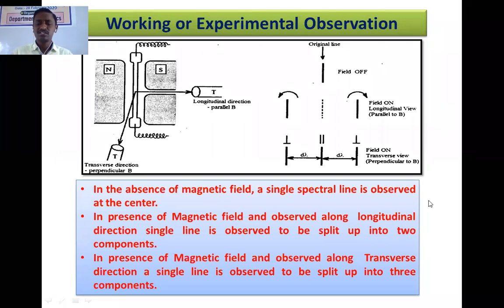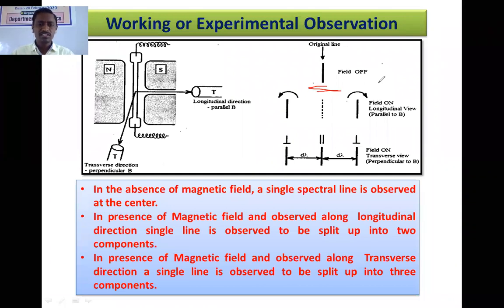Here we can see the simple observations. In the absence of a magnetic field, a single line is observed at the center. It is a single line which is observed when the external magnetic field is not present. Again, when the magnetic field is applied, the single spectral line is observed to be split up into two component lines.